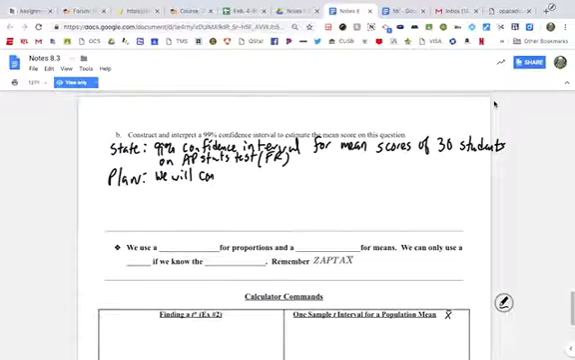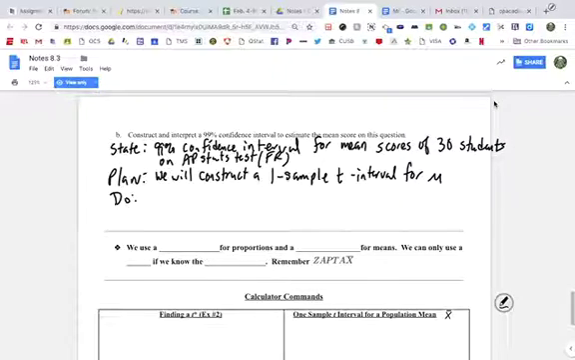We will construct a 1 sample t interval for mean. And why? Because we don't know our population mean or our population standard deviation. Okay? Do.